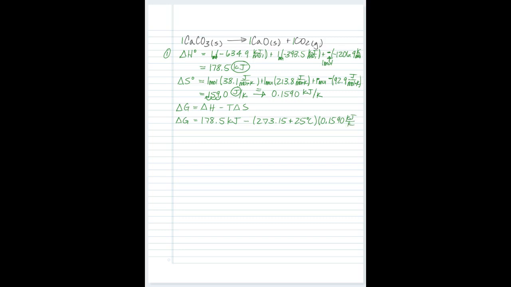Notice that this is 298 Kelvin, 0.15. This is going to cancel out with the Kelvin units in entropy, and we're going to come out with a kilojoules unit for our answer for delta G. And that turns out to be 131.1 kilojoules. So that's how to use this equation along with delta H's of formation and standard molar entropies to calculate delta G.